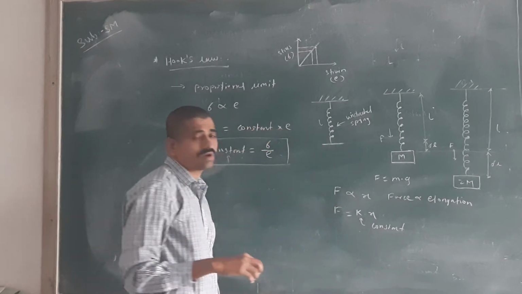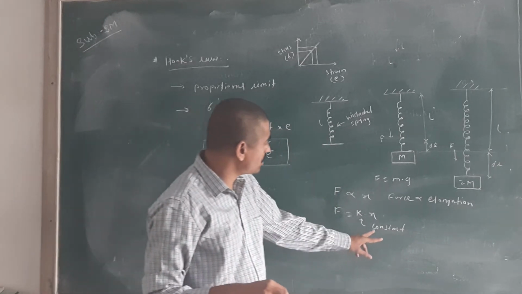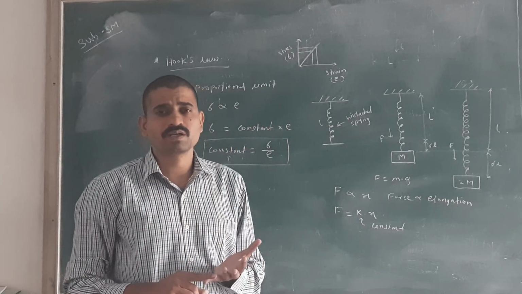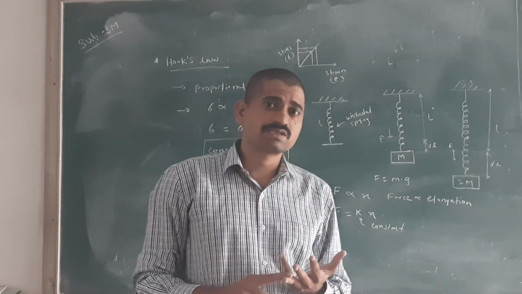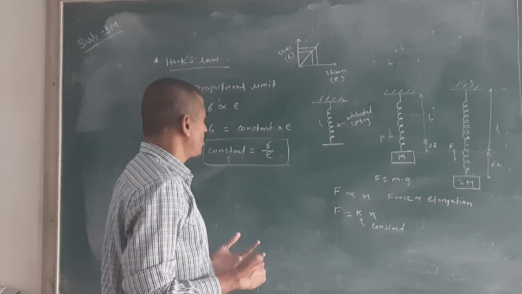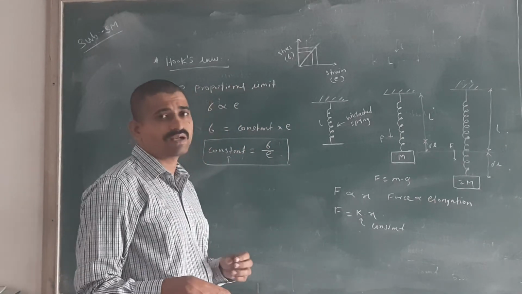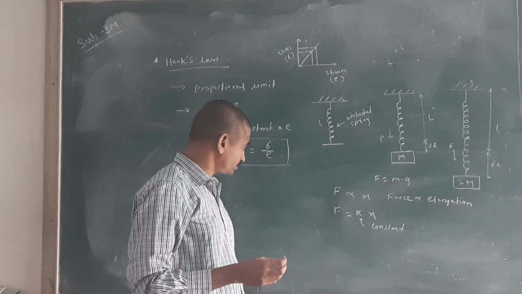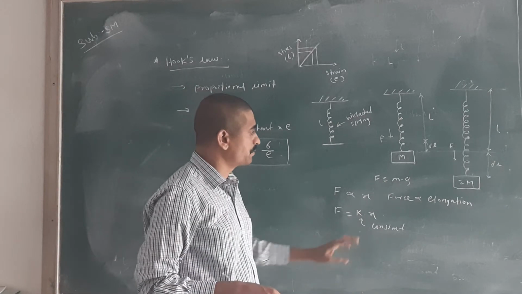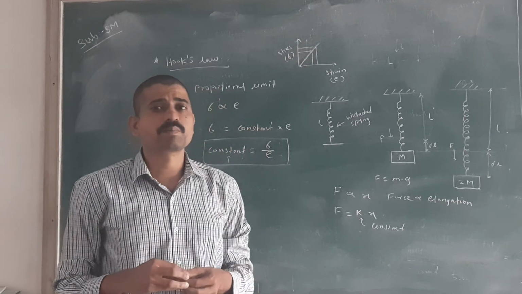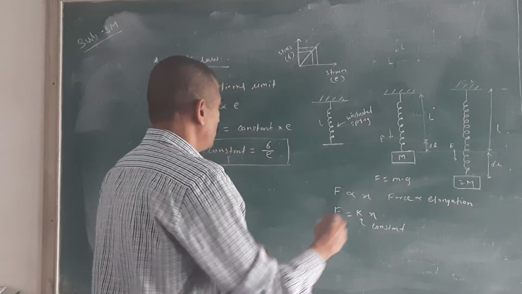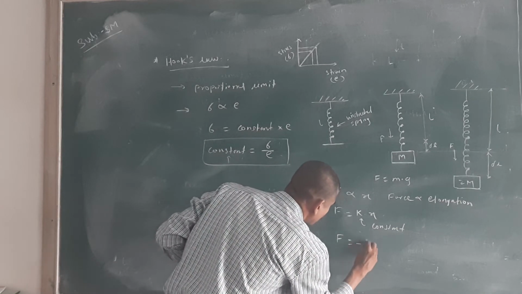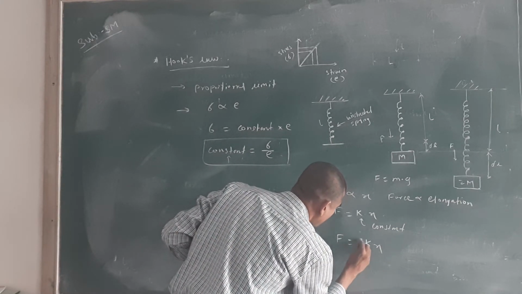K is the constant. This depends on the dimension of the material, and stiffness of the material, or we can say the size and shape of that material. Each material has a different constant value. Okay, or sometimes we can write F is equal to minus kx.